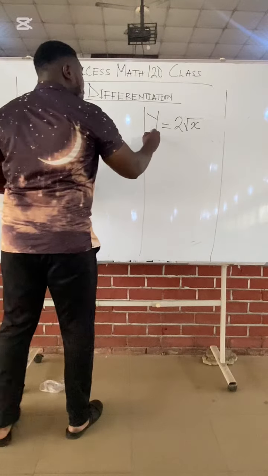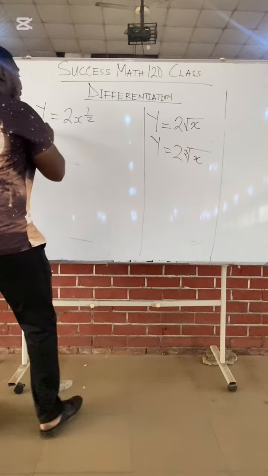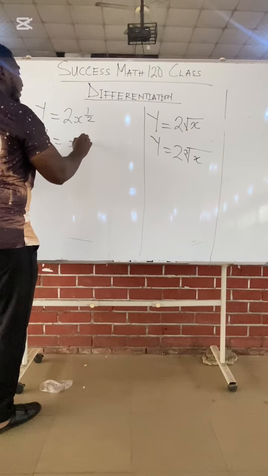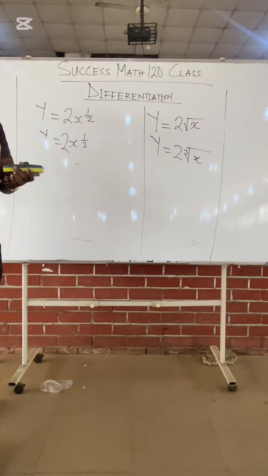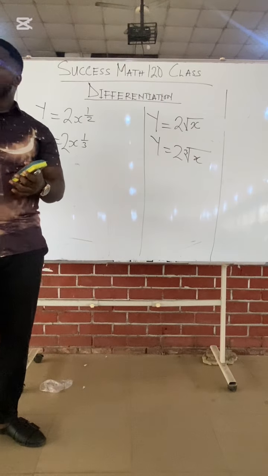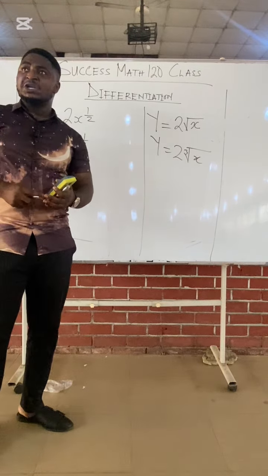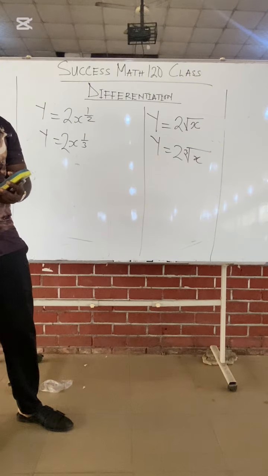Had this question said y equals 2 cube root x, it will be y equals 2x raised to power 1 over 3. Class, the cube root of any function is that function raised to power what? 1 over 3. And the square root of any function is that function raised to power 1 over 2. Class, are we following?